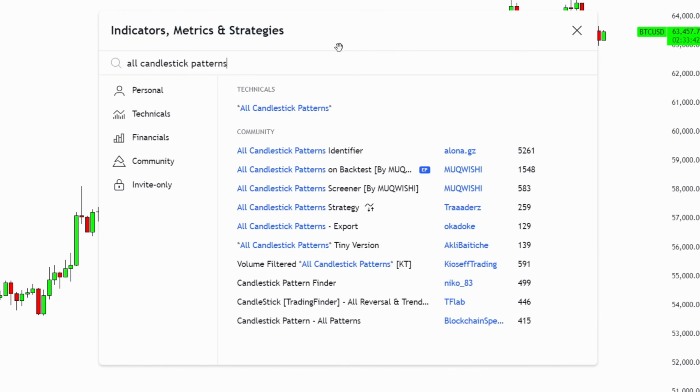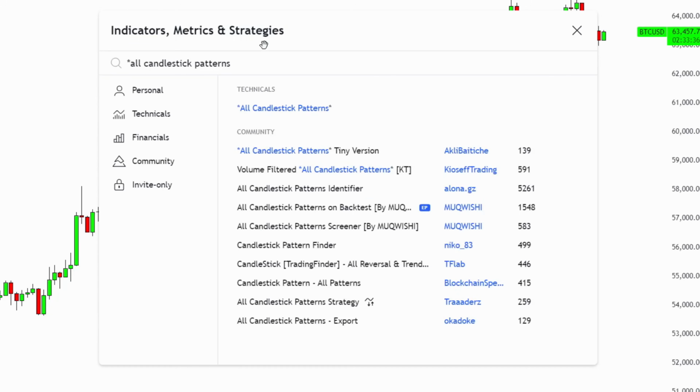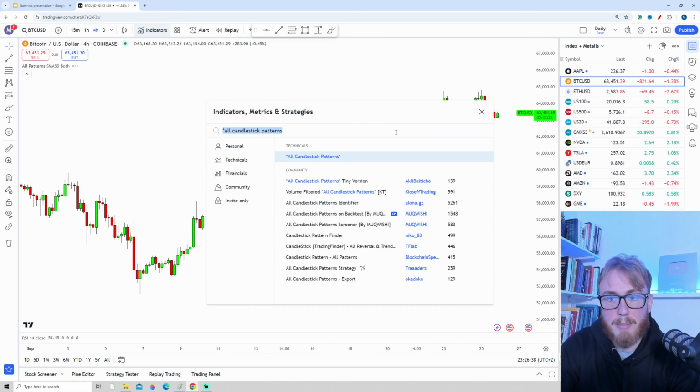And by the way, if the pattern doesn't come up when you search for it like this, you can try to add a star here in the beginning. I've had some comments earlier that people had a hard time finding this pattern, so you can try to add a star or even search for this in your own language. But the indicator we want to open is this one right here, all candlestick patterns.